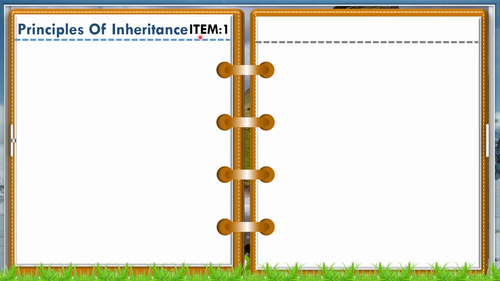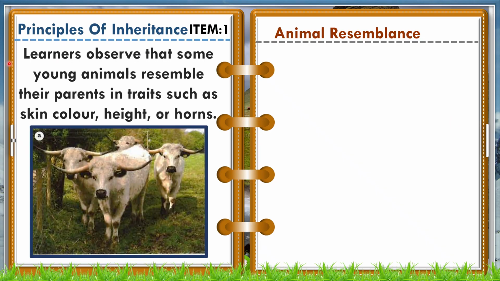Item 1, Principles of Inheritance. We are looking at animal resemblance. Learners observe that some young animals resemble their parents in traits such as skin color, height, or horns.